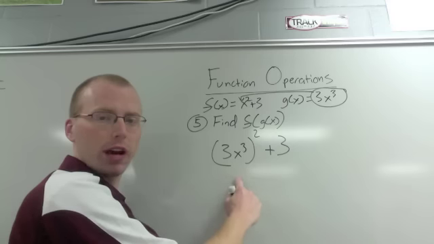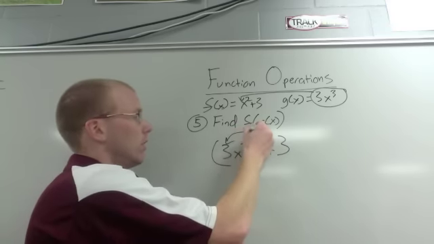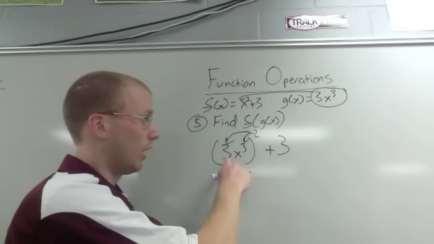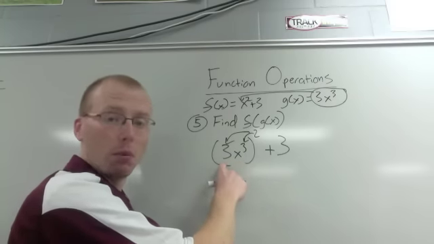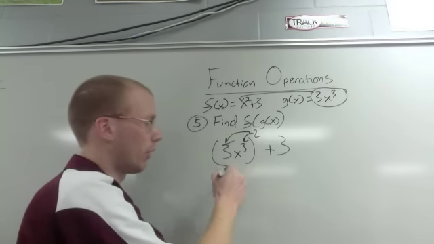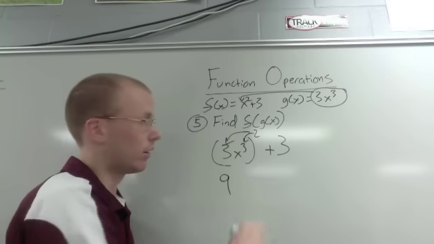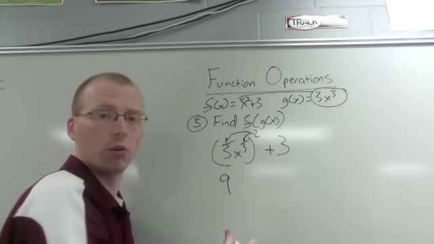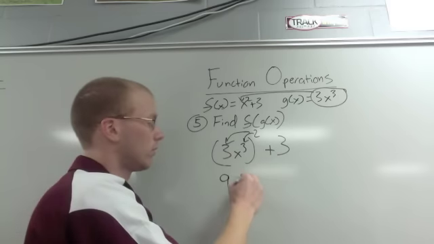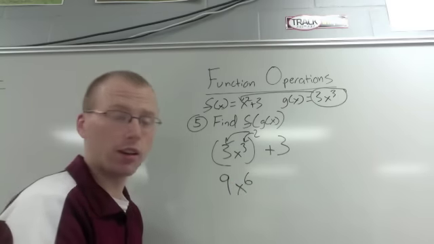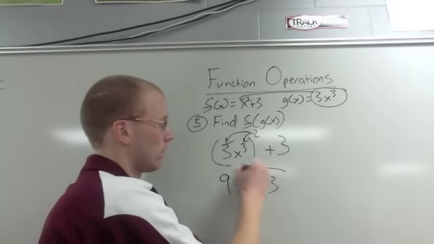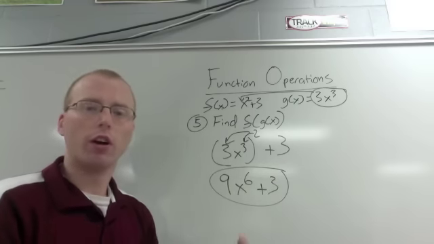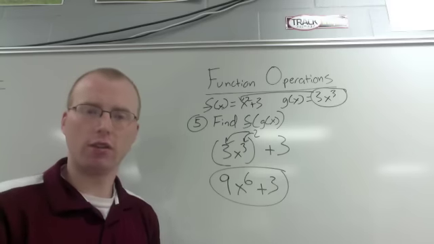If I'm squaring 3x cubed, I'm going to distribute my exponent to each term. Not just my variable, but my number. So 3 squared is 9. X cubed squared, so we're taking a power to a power, so we multiply the powers. Becomes 9x to the 6th. And we still have our plus 3. So we just found f of g of x.